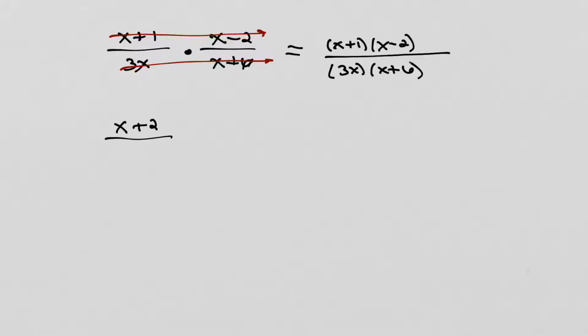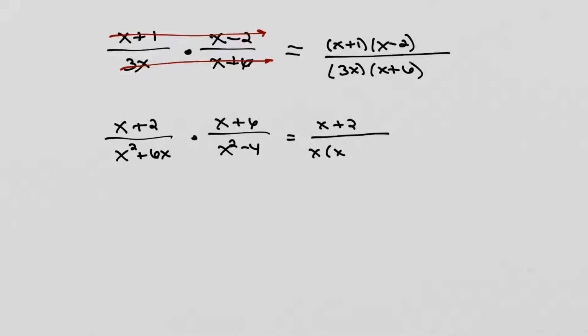What if I had x plus 2 over x squared plus 6x times, how about x plus 6 over x squared minus 4? Well, how do these factor? X plus 2 doesn't do a whole lot, but x squared plus 6x, I could factor an x out of both of those and have an x times x plus 6. Up top, again, the x plus 6 doesn't factor, but x squared minus 4 factors into x plus 2 and x minus 2. Right? And now, instead of multiplying it out, let's cancel off these common terms of the x plus 2's and the x plus 6's, and then we're pretty much done.